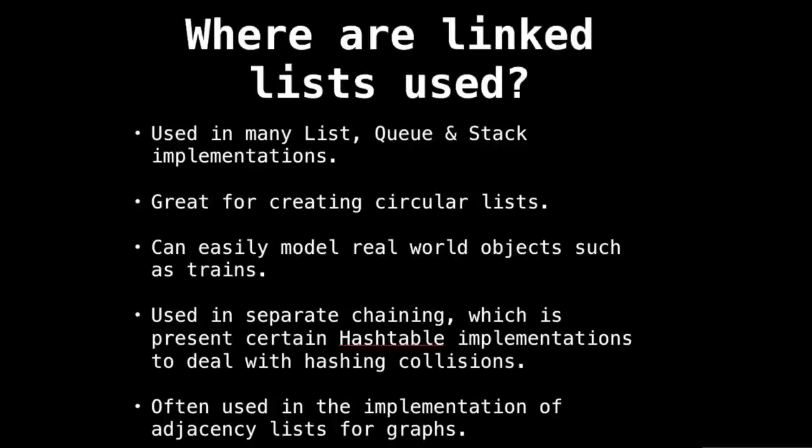Linked lists can also be used to model real-world objects, such as a line of train carts. That could be useful. And moving on to some more advanced examples, we also heavily use linked lists in hash table separate chaining and for adjacency lists and graphs. We'll get to those in a later video.